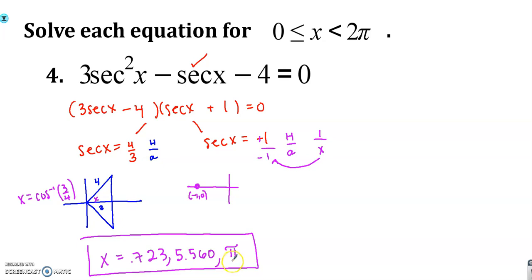And again, even though I got a quadrantal answer, I don't have to worry about it being extraneous because there's not 2 different trig functions in here.